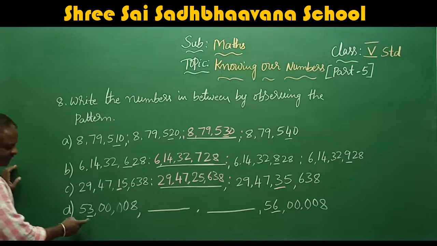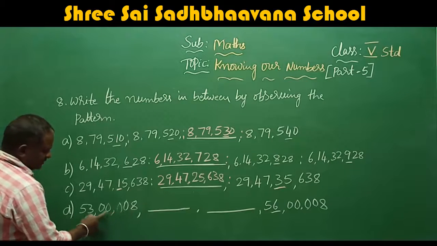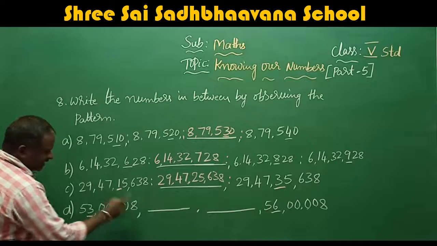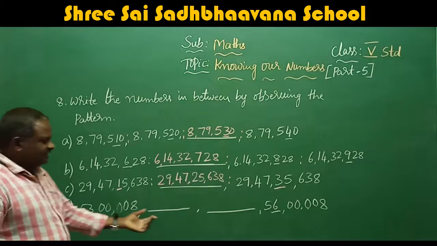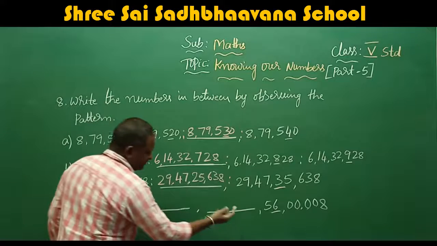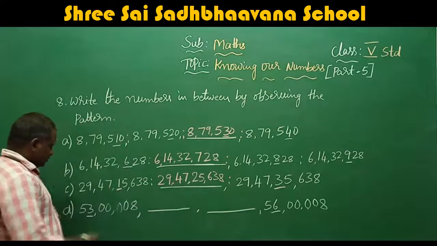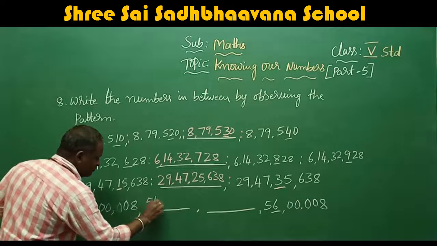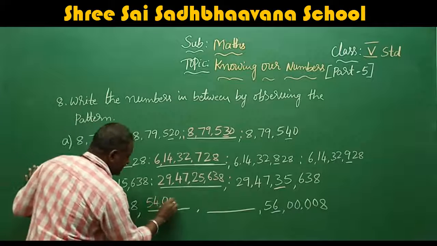Come to here. Units, tens, hundreds, thousands, ten thousands, lakh, ten lakh. 53 lakh 8 they have given. Here they have not given anything. Here 56. That means 53, 54, 55, 56. So here you have to write 54 lakhs 8.